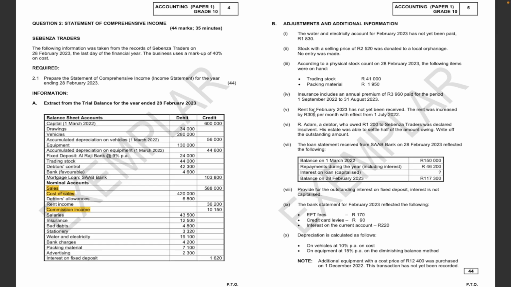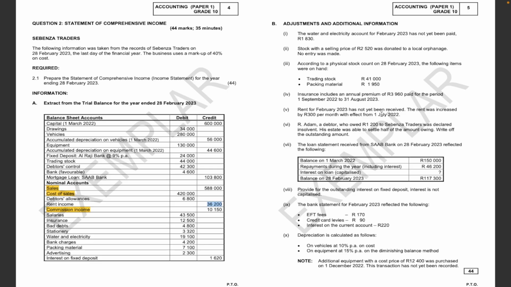If we didn't have this 300 Rand increase in our rent per month, then I could have simply taken my 36,200 divided by 11 months and I'll get my answer. But the problem is that is not the case, because our rent income didn't stay constant per month from the 1st of March 2022, because it was increased with effect from the 1st of July 2022. I hope it's making sense.